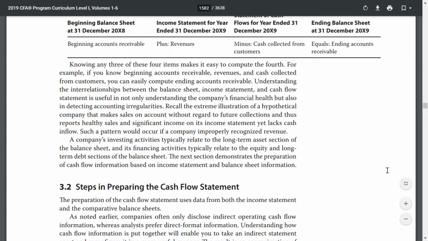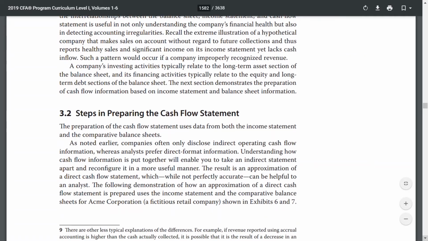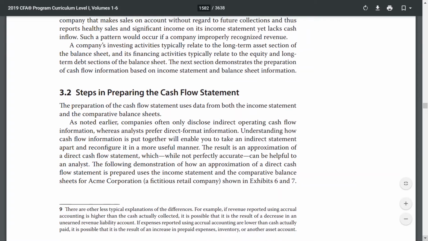Steps in preparing the cash flow statement. The preparation of the cash flow statement uses data from both the income statement and the comparative balance sheets. As noted earlier, companies often use the indirect format to disclose cash flow information, whereas analysts prefer direct format information. Understanding how cash flow information is put together will enable you to take an indirect statement apart and reconfigure it in a more useful manner. The result is an approximation of a direct cash flow statement, which, while not perfectly accurate, can be helpful to an analyst.